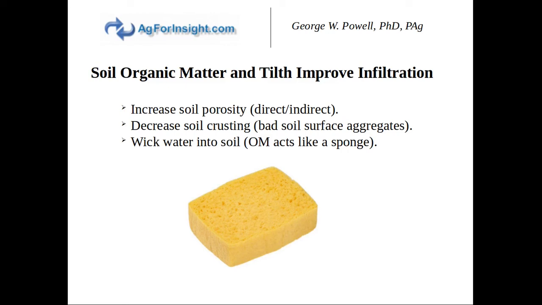Surface organic matter will decrease soil crusting, which again is another form of bad soil surface aggregate, because it creates a cap on the surface of your soil and prevents water from moving down. And organics in that surface soil layer also act like a sponge, so they will actually wick water down into the soil profile rather than shedding or pushing water away.